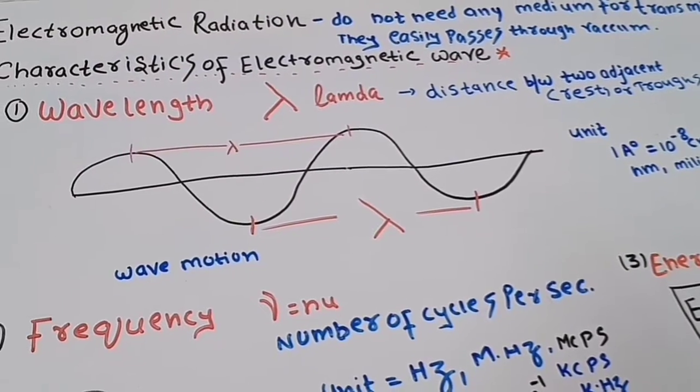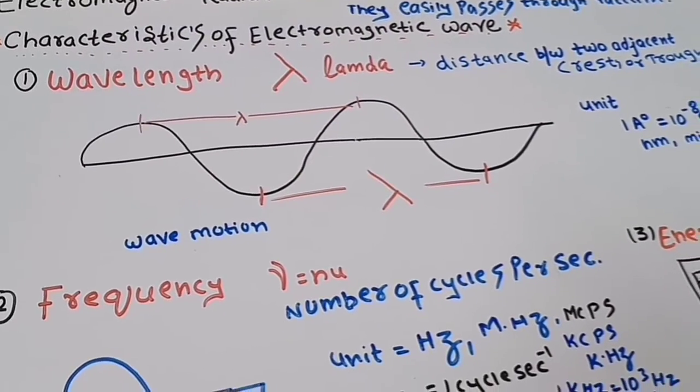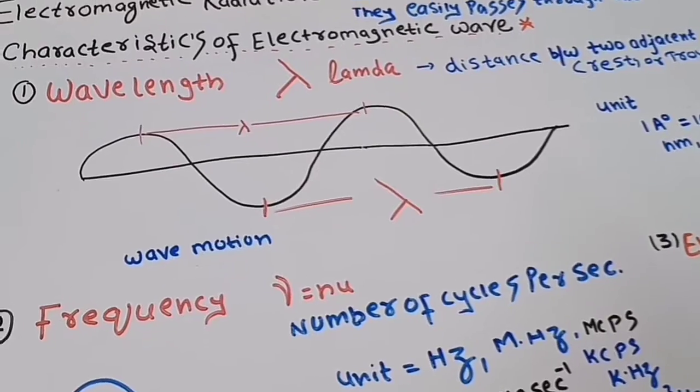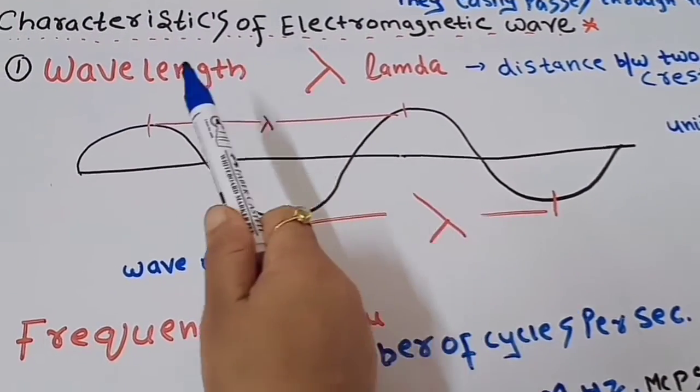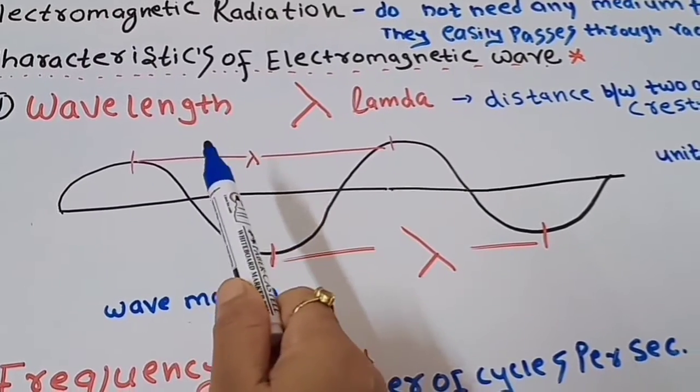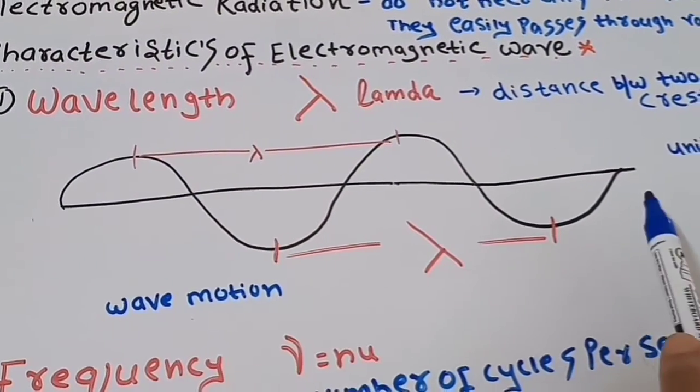So now let us see the important characteristics of the electromagnetic wave. The first important characteristic of the electromagnetic wave is our wavelength. Students, the name itself is length. So what are we talking about? What will be the length of the wave?